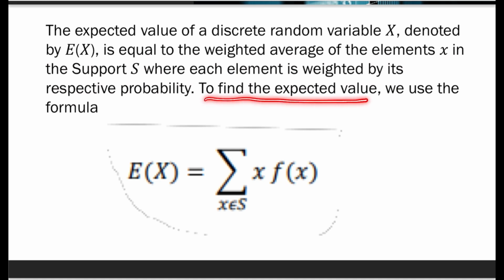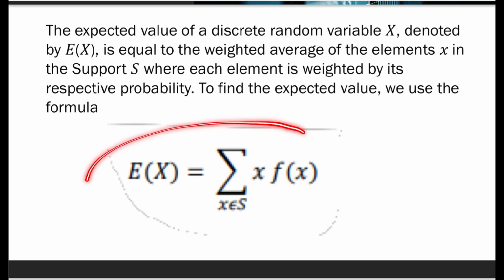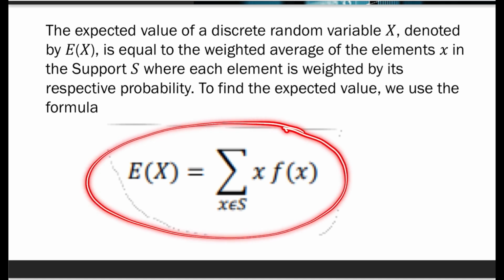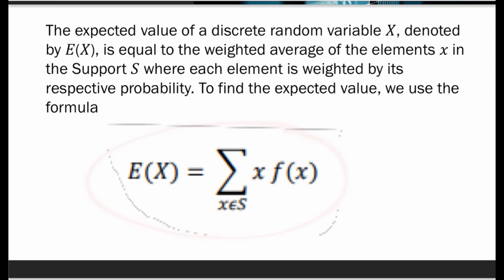To find the expected value, we use the formula E of x is equal to the summation of x times f of x, where x is an element of S. Take note, expected value is equal to the summation of x times f of x, the PMF, as x is an element of S.